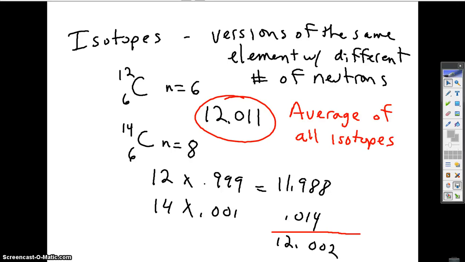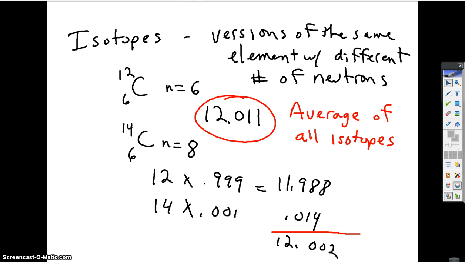Welcome back, and we're going to continue our review of chemistry with a real short clip on isotopes. And so what we've got to remember about isotopes is they're versions of the same element with a different number of neutrons. And so the two most common ones that you've probably heard of are carbon-12 and carbon-14.